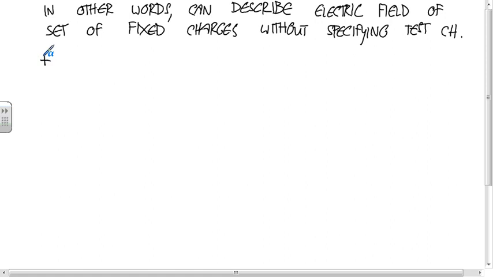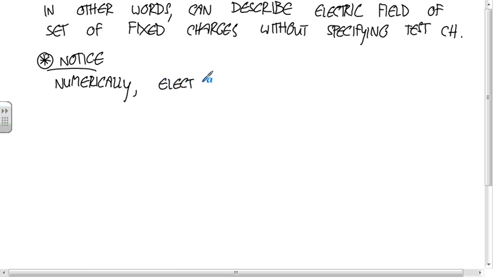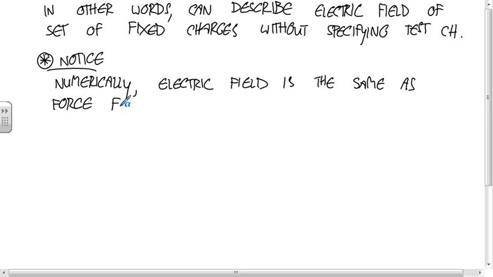One thing I want you to notice is that numerically the electric field is the same as the force field for a plus 1 coulomb test charge. You just have to be careful with the units.